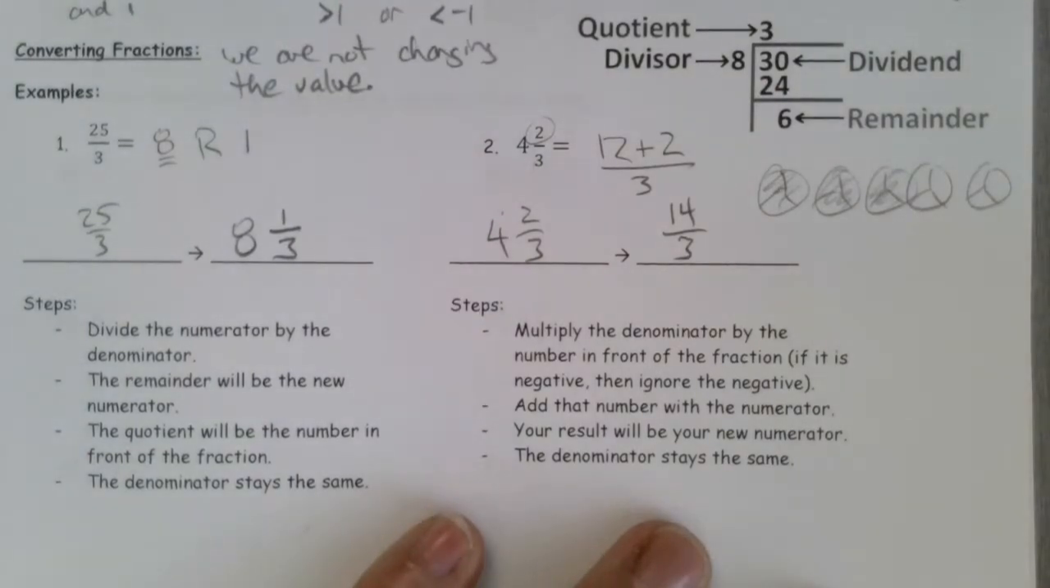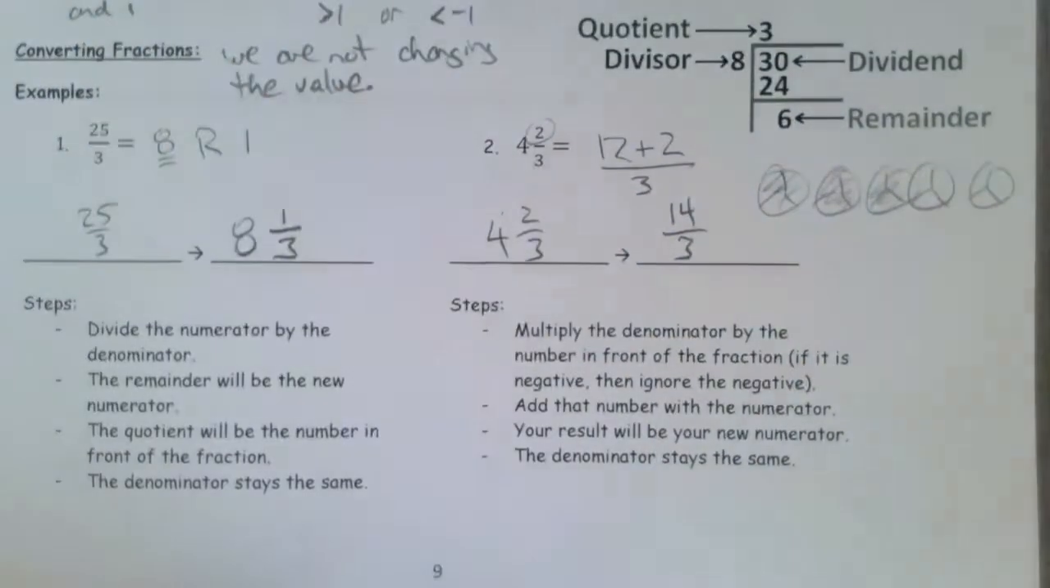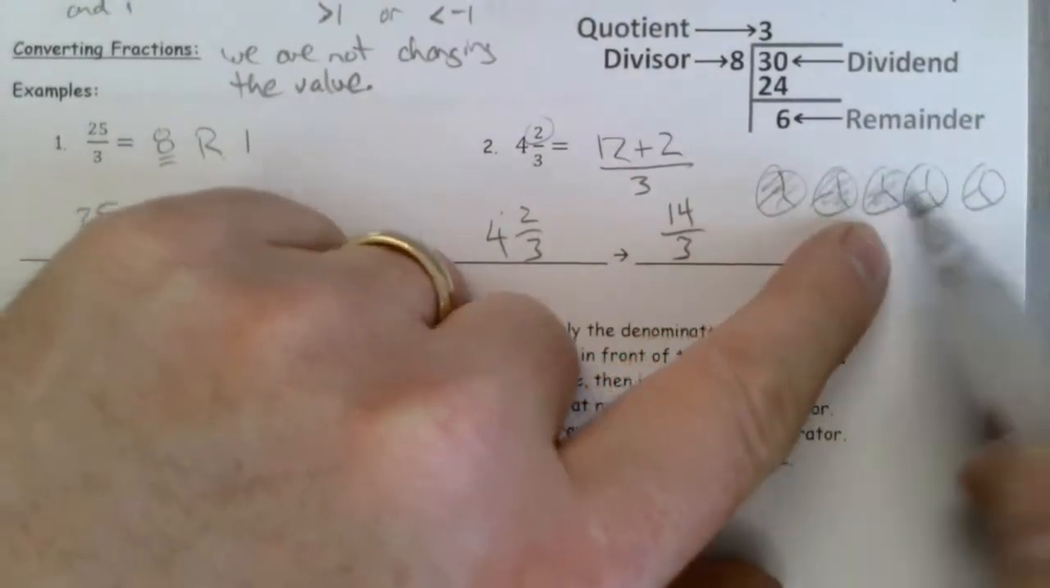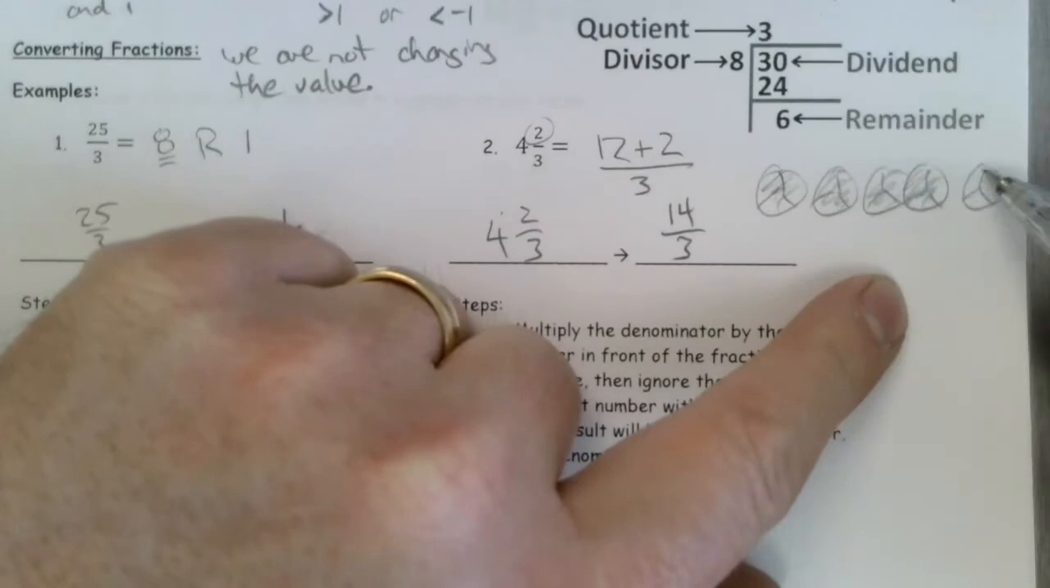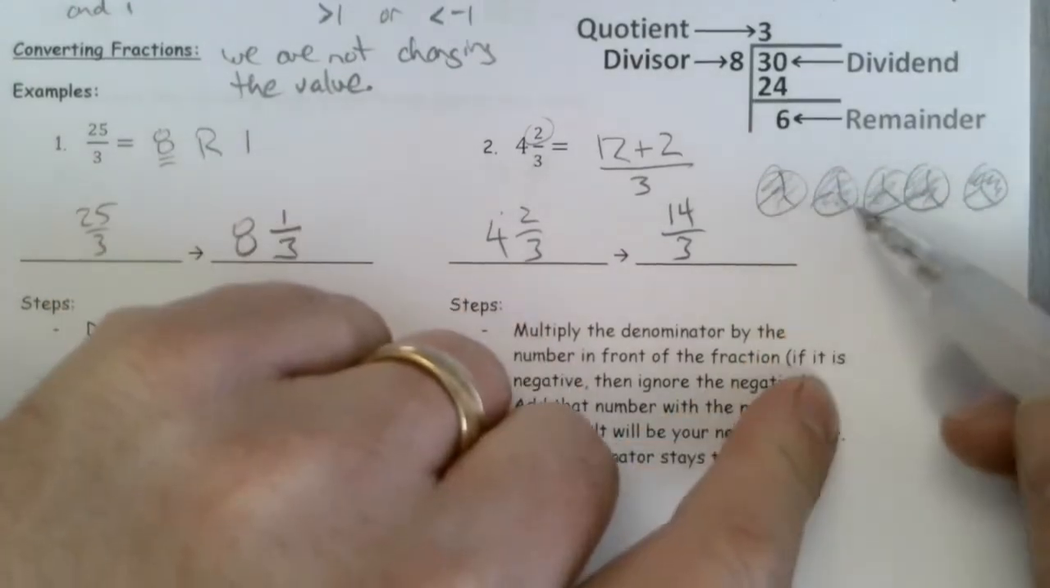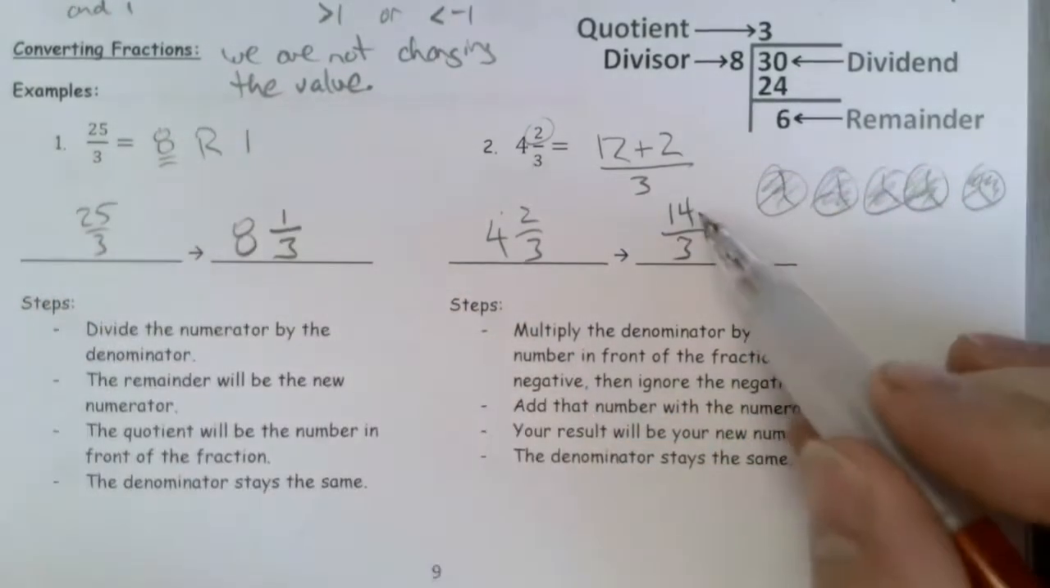Wait a minute. Oh my gosh. Why am I adding by 4s? That's 3, 6, 9, 12. I'm so sorry, that's embarrassing. 3, 6, 9, 12, and then 2 left over. So that's 1, 2, 3, 4, 5, 6, 7, 8, 9, 10, 11, 12, 13, 14 thirds. Okay.